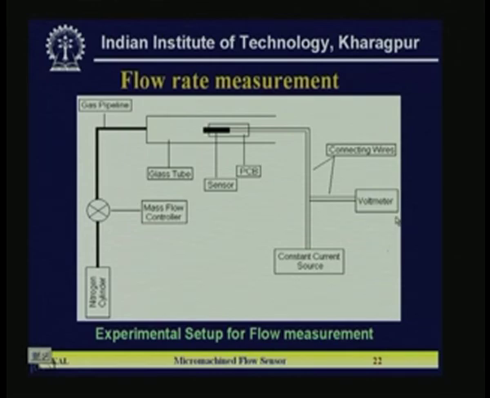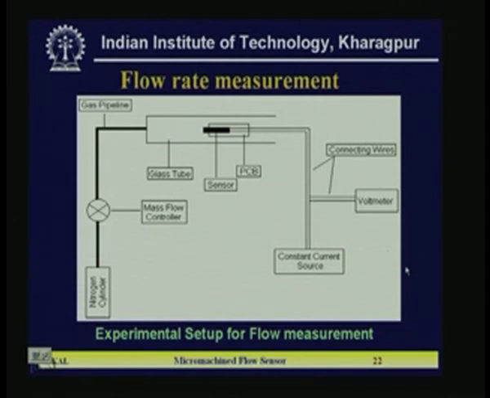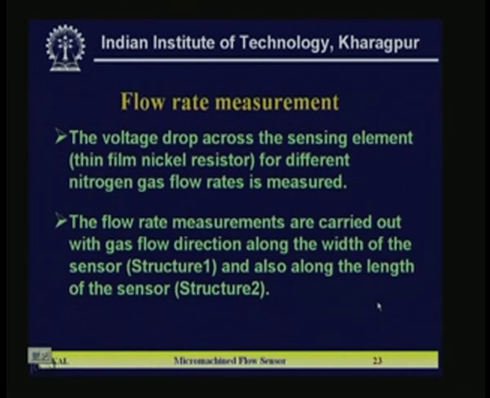If I is kept constant, V is directly proportional to R. If R changes, the voltage drop also changes. We assume that I remains constant, that is why we need a constant current source. So, with this measurement setup, we measured the delta V voltage change for different values of the flow of nitrogen gas.